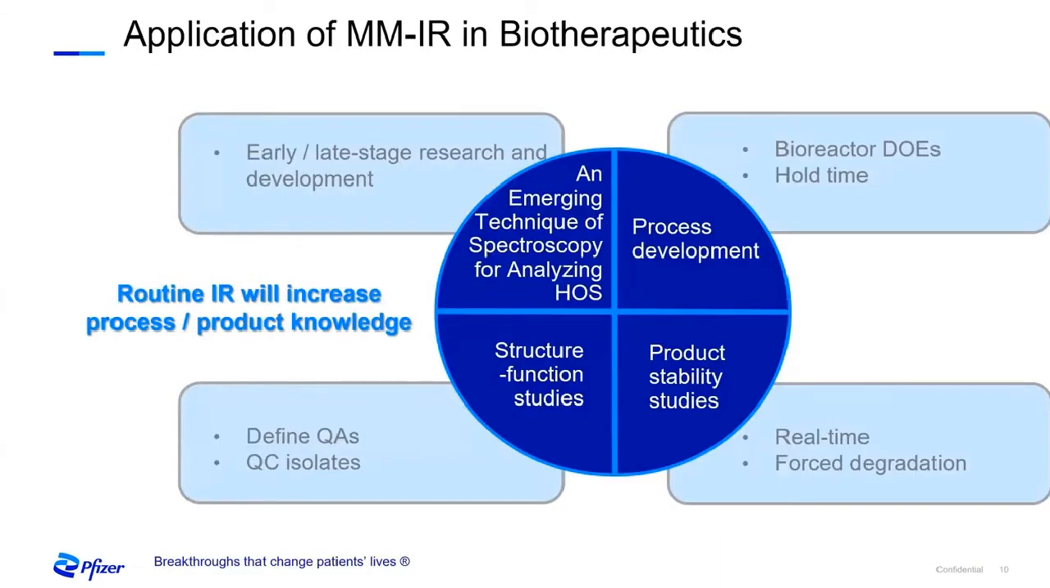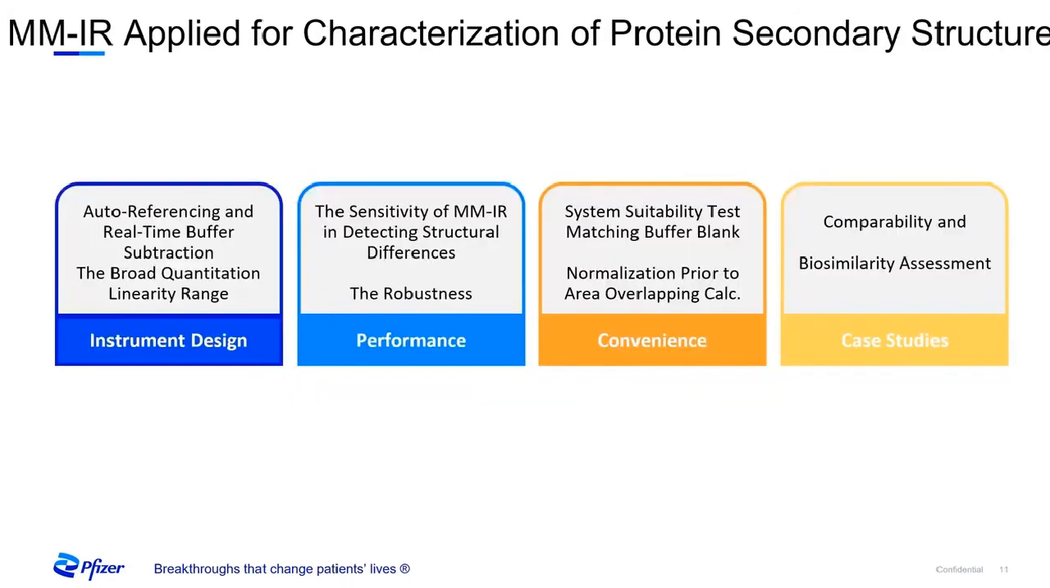So hopefully you heard a few things that are going to be useful going forward with this MMIR technique. It is an emerging technology for analyzing HOS and would find application in many areas to help increase process and product knowledge. And so here are the four major categories of topic I will be briefly covering to demonstrate MMIR's instrument design, performance, convenience, and lastly, case studies.